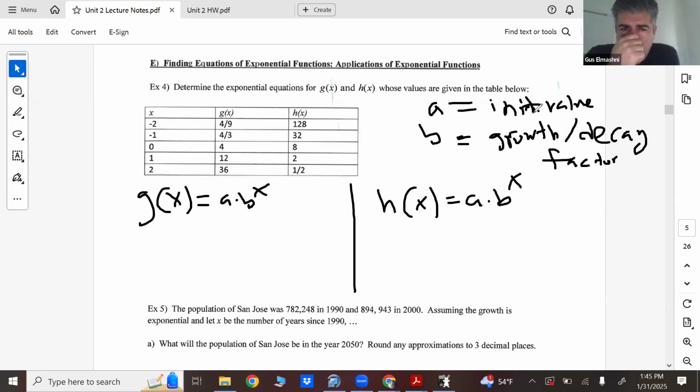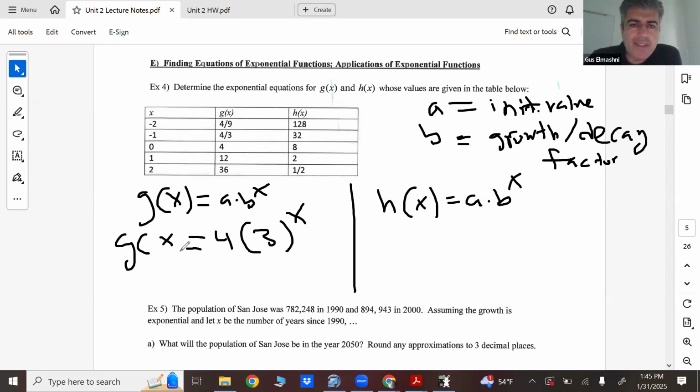Initial value, right? So what's your initial value for g of x? And is it growing or decaying? By how much? There you go. So you don't really have to do any work. You kind of just see it.